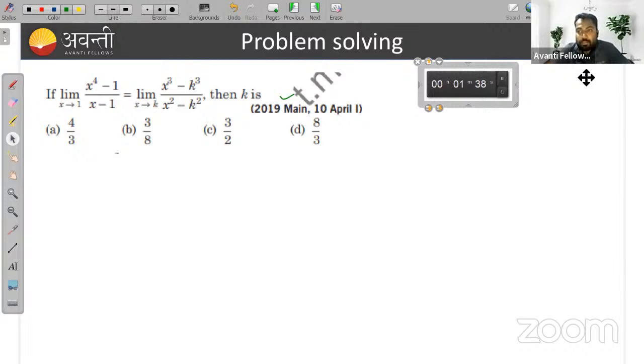You can solve these questions. First, when you are solving questions of limit, you must check in which form the function is. You must check this one. It's a very easy question. Within three to four lines, we can get the answer. Try this one.